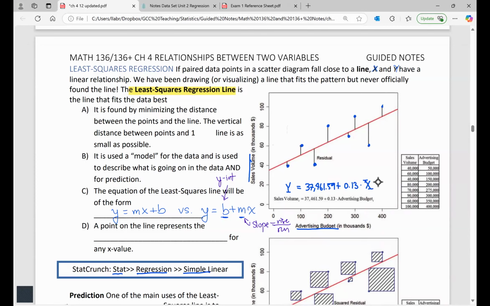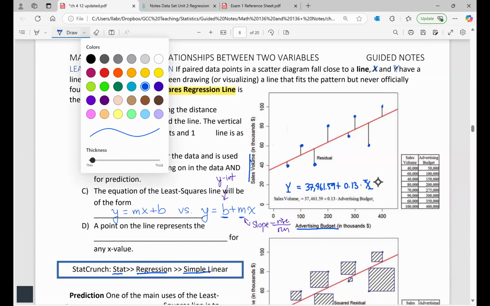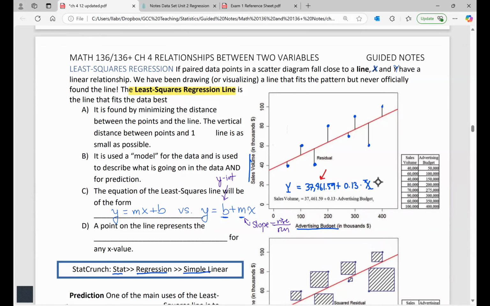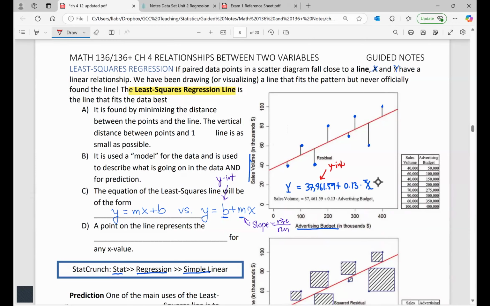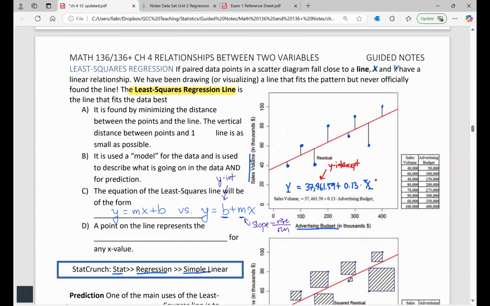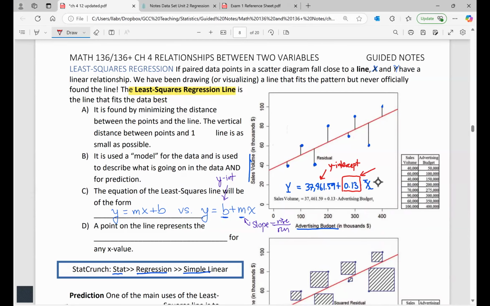Since it avoids using calculus, we just use technology to find the value of the y-intercept and the slope. And in this formulation here, you can see that the y-intercept is first, and that is the y-intercept of the line of best fit. And you can see the slope of the line of best fit.